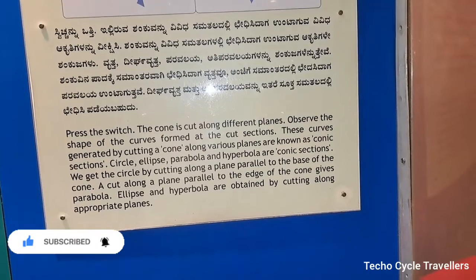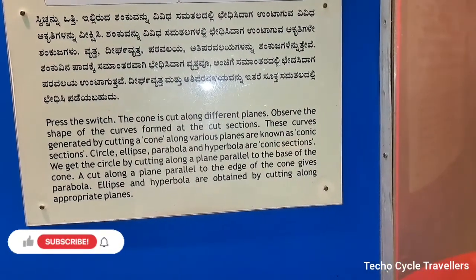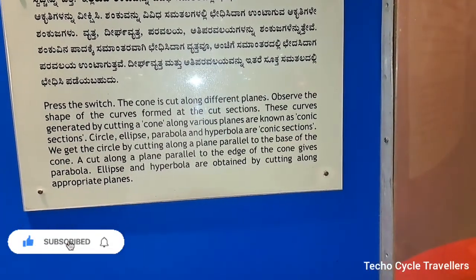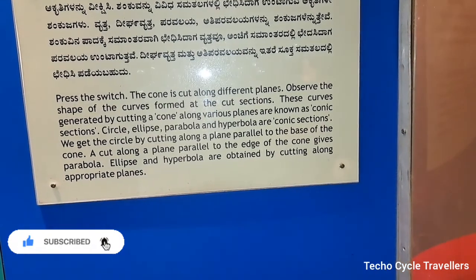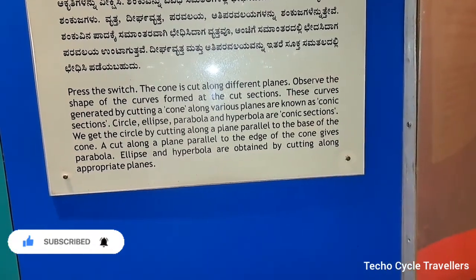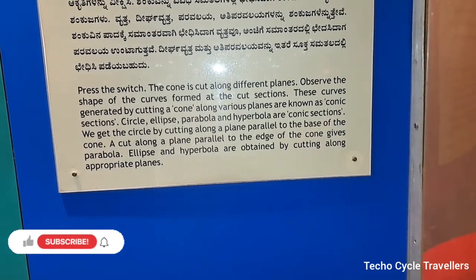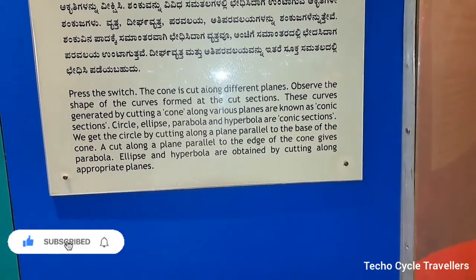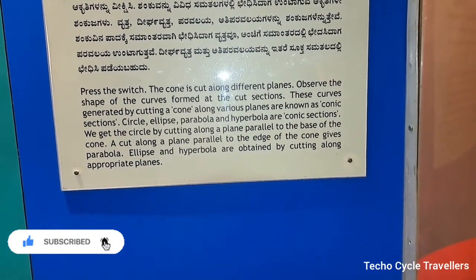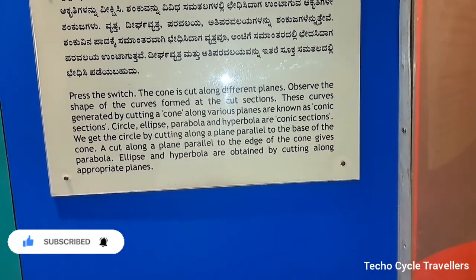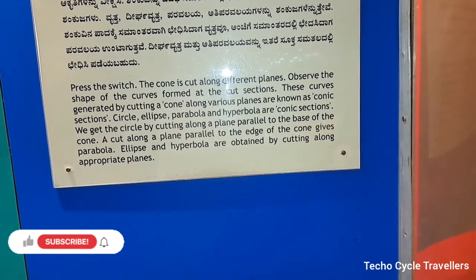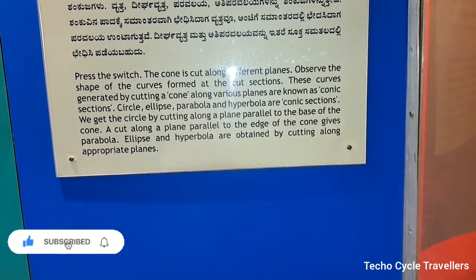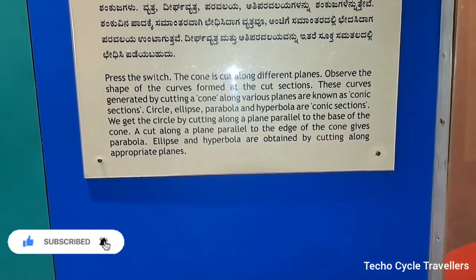Press the switch, the cone is cut along different planes. Observe the shape of the curves formed at the cut sections. These curves generated by cutting a cone along various planes are known as conic sections. Circle, ellipse, parabola and hyperbola are conic sections. We get the circle by cutting along a plane parallel to the base of the cone. Cutting along a plane parallel to the edge of the cone gives a parabola. Ellipse and hyperbola are obtained by cutting along appropriate planes.